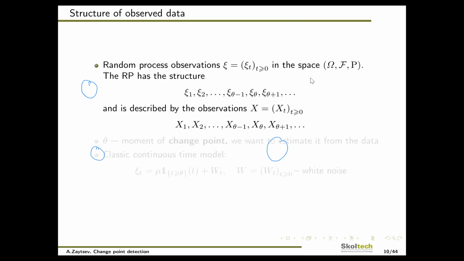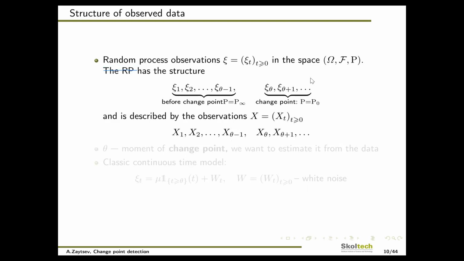So we can say that we observe a realization of a random process in some probabilistic space that defines this random process. It has the following structure: x1, x2, and so on, x_t for all t's we consider. We observe not these random variables, which are functions actually, but rather actual measurements x1, x2, and so on, up to x_{theta+1}. And so our goal is to detect a change point here. We have a before-change-point part and an after-change-point part.